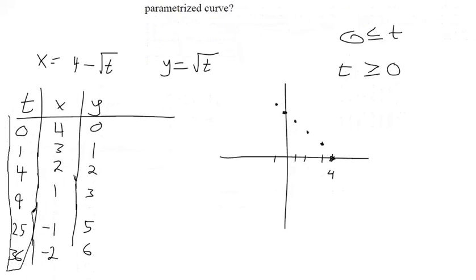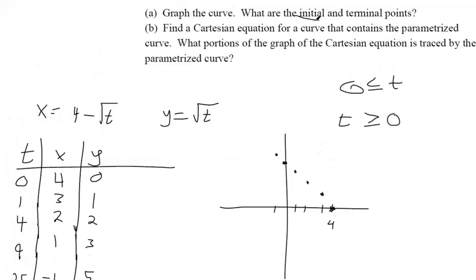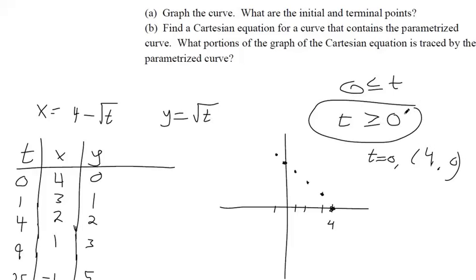We already obeyed that. So this has an initial point. It starts at t equals 0. And the initial point we already found is 4, 0. Terminal point, though, it has no upper bound. It keeps going. T is greater than or equal to 0, so we never stop. Okay, so this is the initial point, and it never stops going this way.